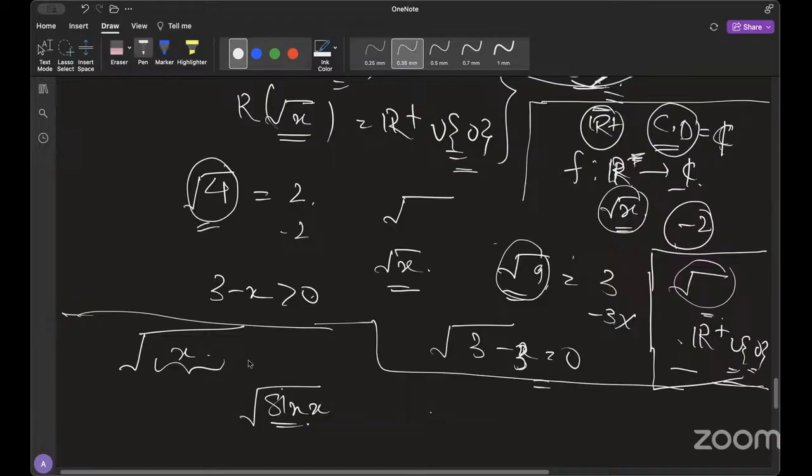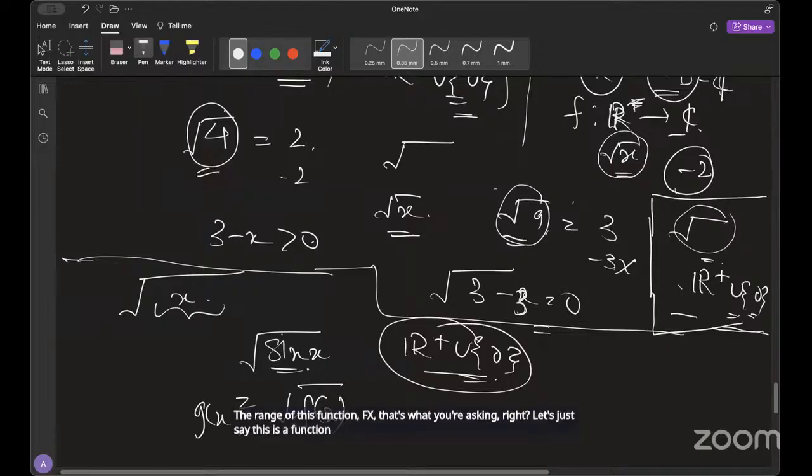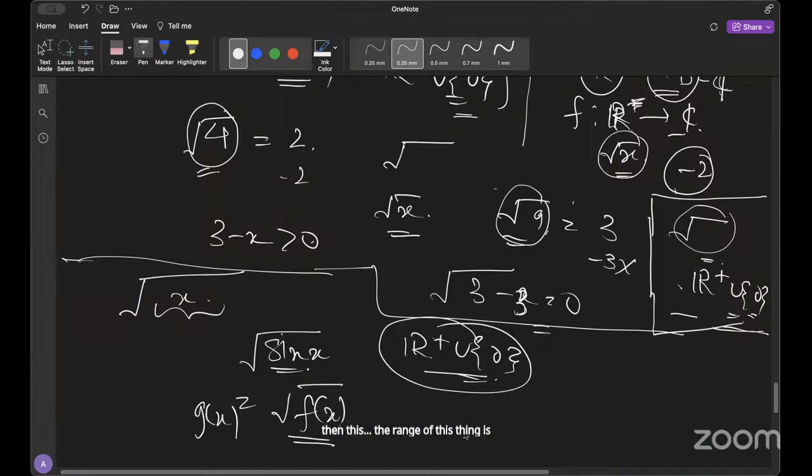The range is always positive, that's true, but it's not R plus union 0 all the time. You can't be sure of this thing. 0 is not included because it's a subset. The range of this function f(x), that's what you're asking, right? Let's just say this is a function g(x). Then the range of g(x) is a subset of R plus union 0. That's true.